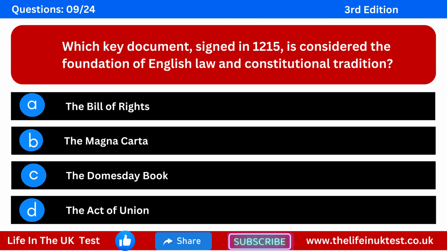Option A, the Bill of Rights. Option B, the Magna Carta. Option C, the Domesday Book. Option D, the Act of Union.